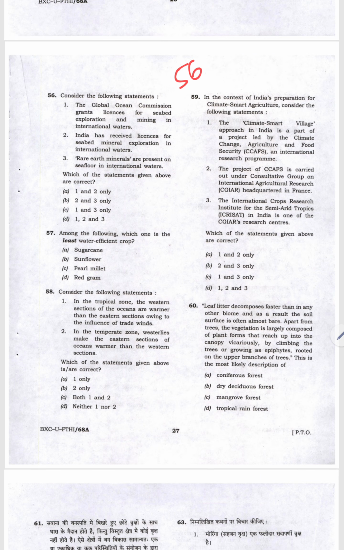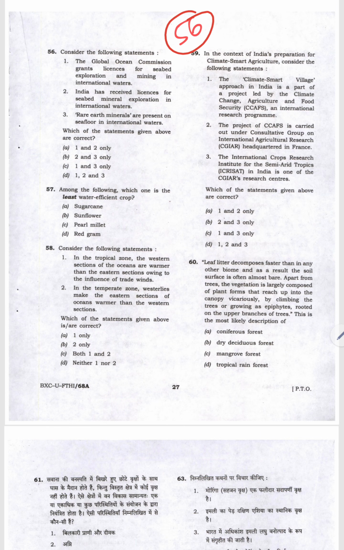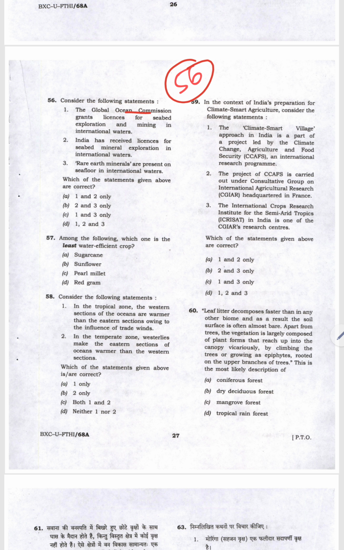Next, in this page, 56th question. So 56th question, you see, the Global Ocean Commission grants licenses for seabed exploration. Why would any commission grant licenses for seabed exploration? That's absolutely wrong. Some kind of agency or some kind of organization can grant licenses, right, for seabed exploration. So here also you see these kinds of options, either one statement is wrong or all are right, isn't it? So definitely here also one statement is wrong, that is the first statement only. So I'll go with the 2 and 3 option directly.